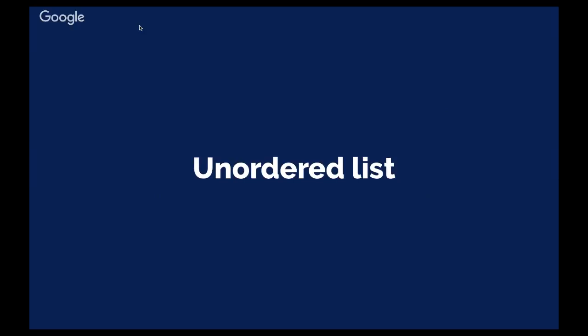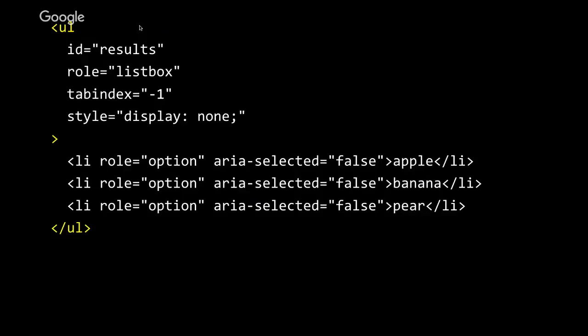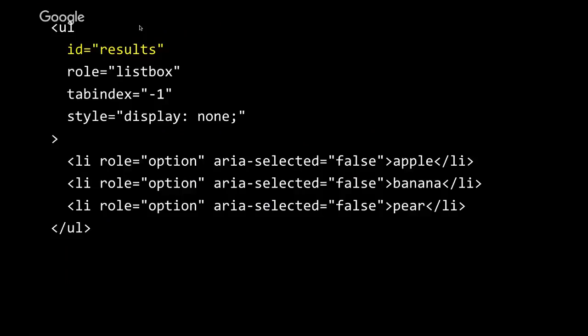Next up, let's talk about the unordered list. After these two buttons, we need this UL, which is used to display the auto suggestions. So this is what it looks like. Now keep in mind that it should be hidden initially and then spring into action when the user starts typing. As mentioned before, the ID attribute of results is there so that it shows that it's being owned by the parent input element. So the first attribute inside the UL is ID equals results, and that matches up to the aria-owns.